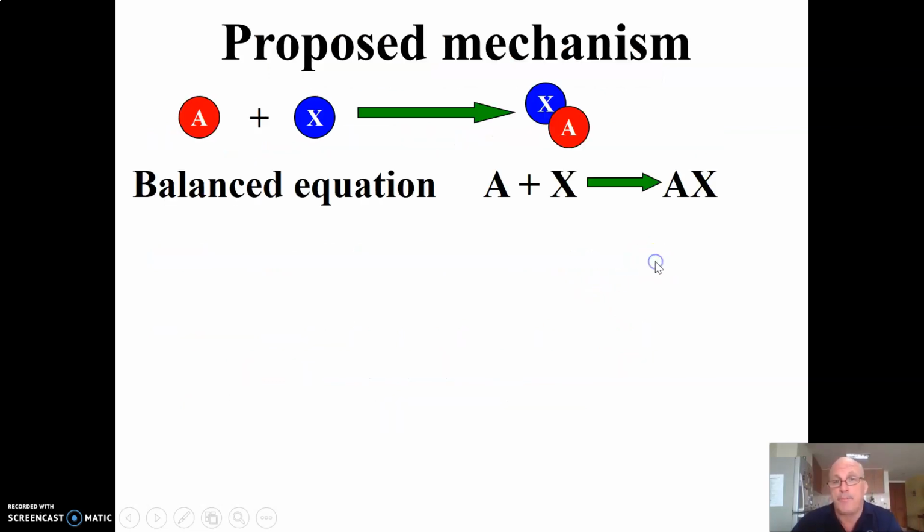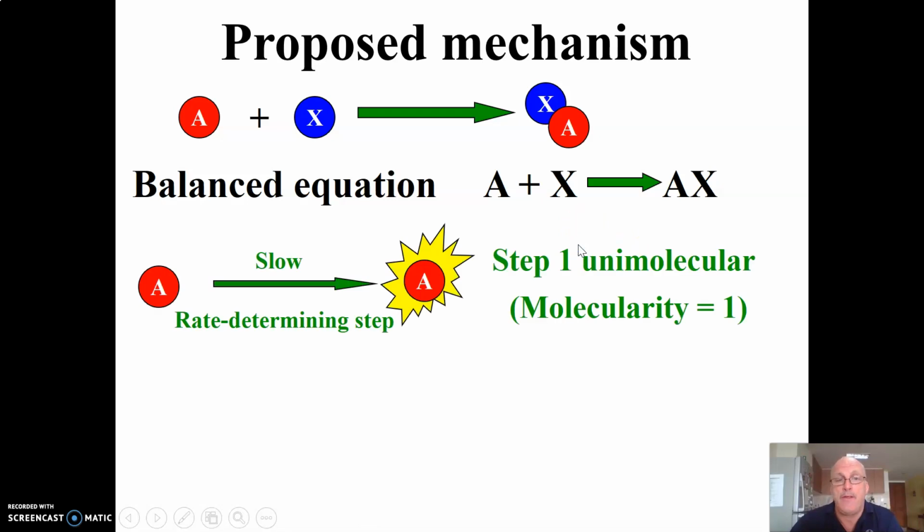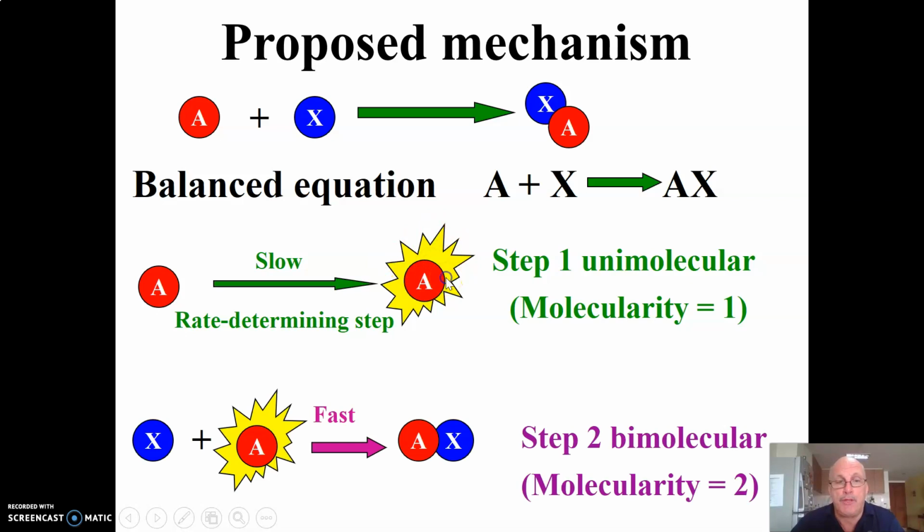Okay. Now, this is the overall reaction for the reaction between A and X, and we saw this in the last video. And the proposal is that the reaction has two steps. The first step is unimolecular, one particle, and it's the slowest step. It's the rate determining step. It determines the overall rate because it's the slowest. And you get this high energy intermediate. And then in step two, the high energy intermediate reacts with X to give the final product. And that step is bimolecular. It's got two particles involved.